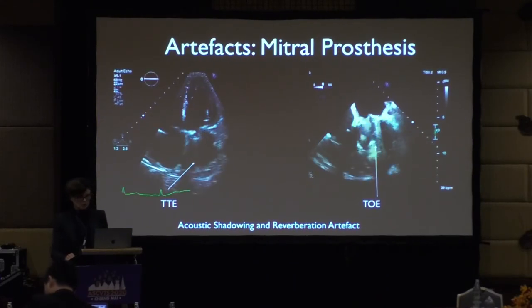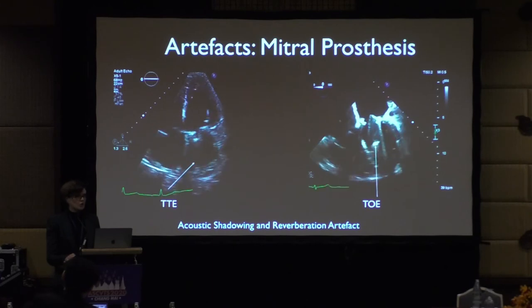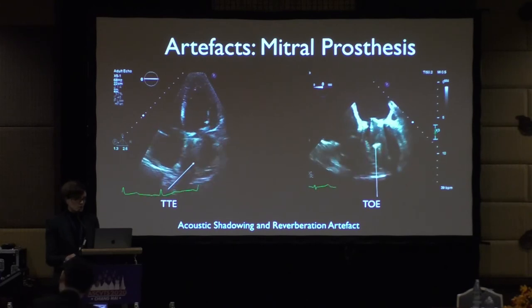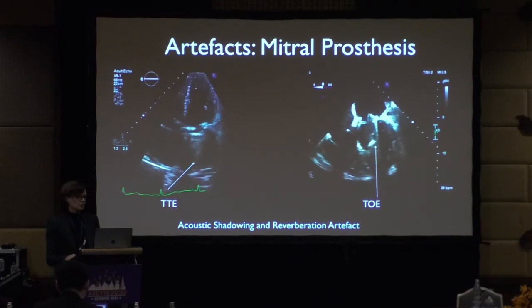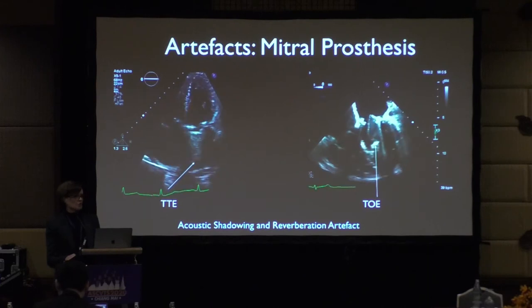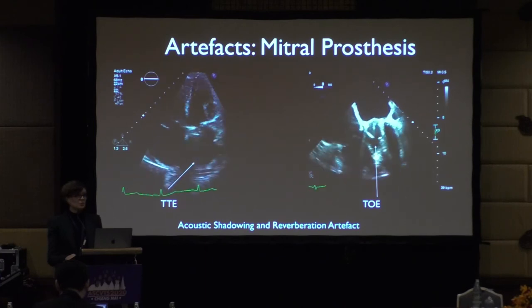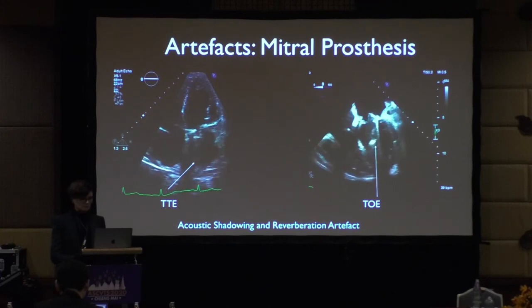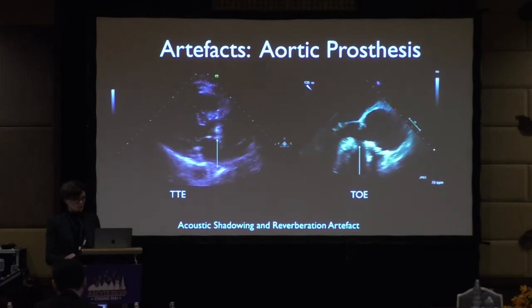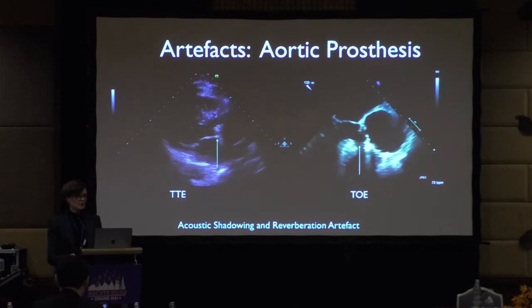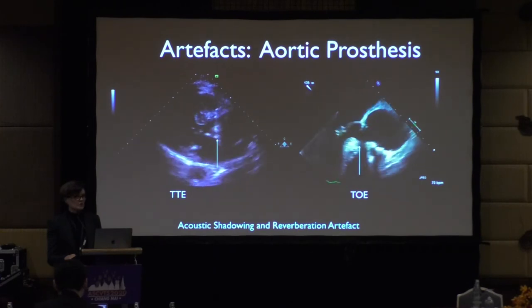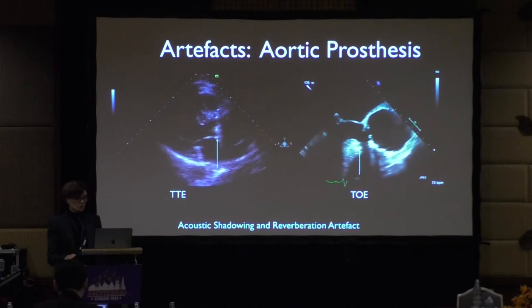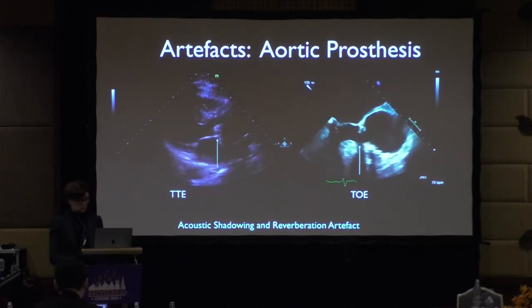So these images show acoustic shadowing and reverberation artifact due to a mitral valve prosthesis. And I'll point out to you that the artifact tends to happen in the far field. So with the transthoracic echo, you can't see what's going on in the left atrium. Whereas with the transesophageal echo, artifact in the far field, again, you can't see what's happening in the ventricle. And this is an aortic prosthesis. And again, most of the artifact is in the far field. So on transthoracic echo, you don't see the posterior part of the annulus very well, whereas in the transesophageal echo, you don't see the anterior part of the annulus very well.